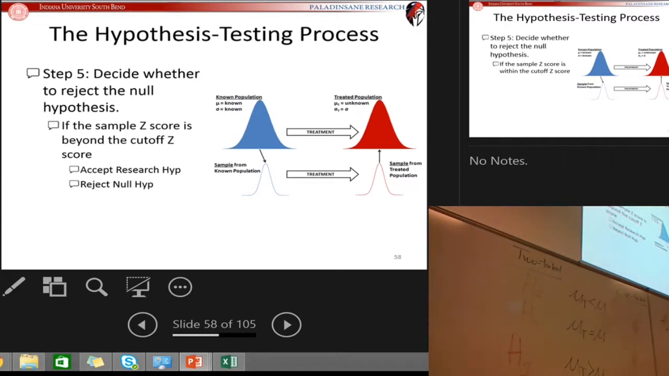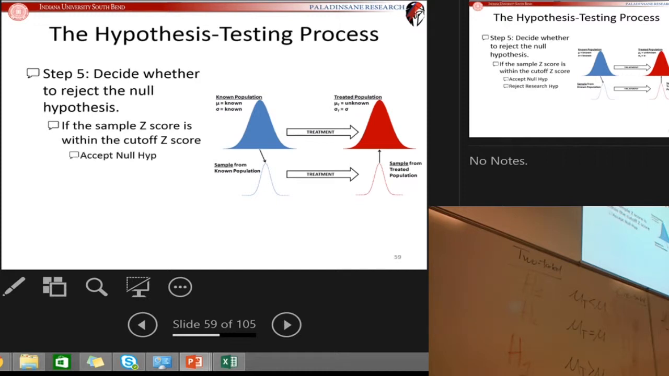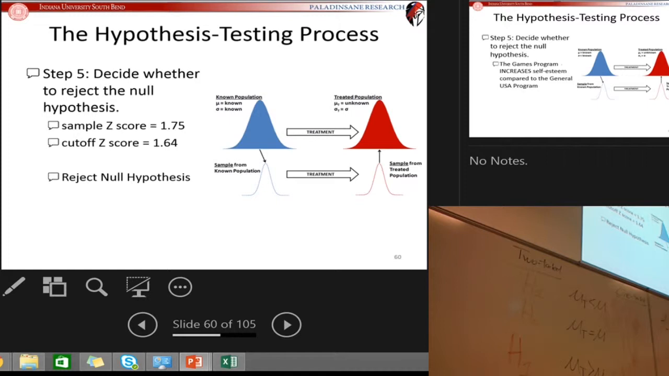Because on the other hand, if the sample z-score is within the cutoff z-score, if our sample mean stayed somewhere here in the body, if it didn't cross over into the tails, we would do the opposite. We would accept the null hypothesis and reject the research hypothesis. So as I mentioned before, we have a sample z-score of 1.75. We have that cutoff of 1.64. It has crossed into the tails. It has crossed that line in the sand.